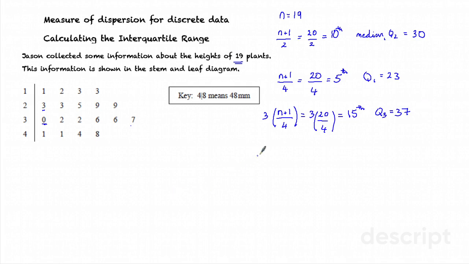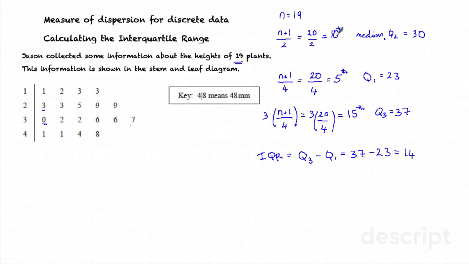So the interquartile range, shortened to IQR, will be the difference between those two values. It is Q3 minus Q1. In this case, 37 minus 23, which is 14.